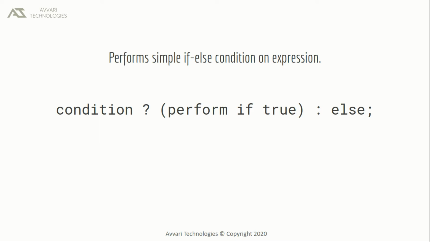Ternary operators perform a simple if-else condition on an expression. Here is the syntax to perform a ternary operation. First we mention the condition. If the condition is true, the first statement before the colon is used. If the condition is false, the other statement after the colon, that is the else part, is used.